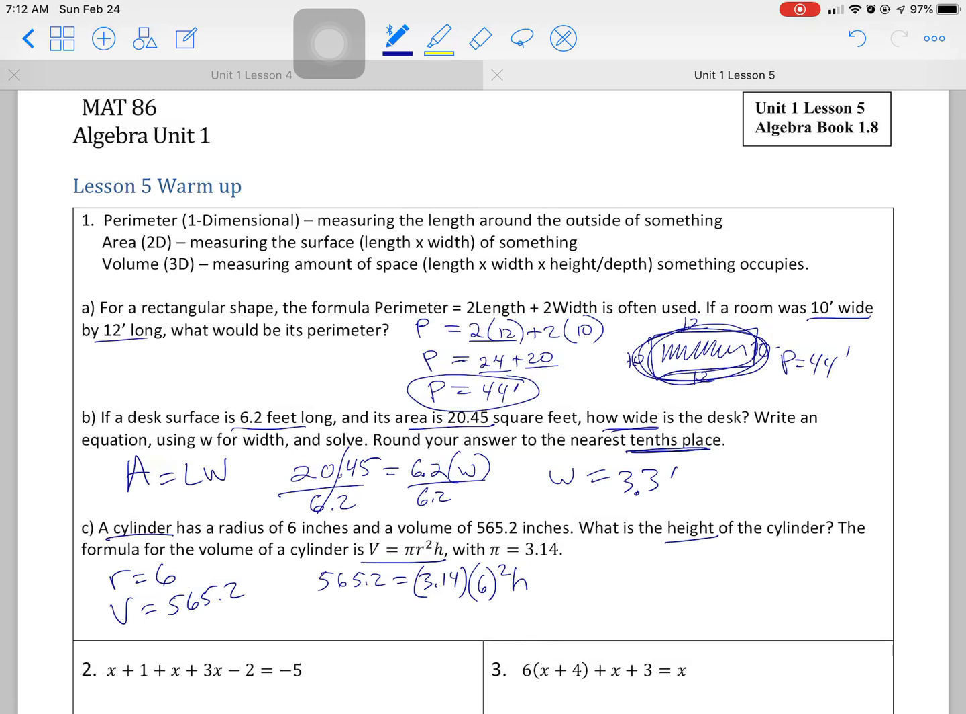Okay, so let's see, order of operations. 565, don't touch this side. Don't touch the 3.14. What we need to do is square the 6 first. All right. Then you're going to go ahead and multiply these guys. Let's see, calculator says that is 113.04. And the H is still there. Now we're ready to isolate the H.